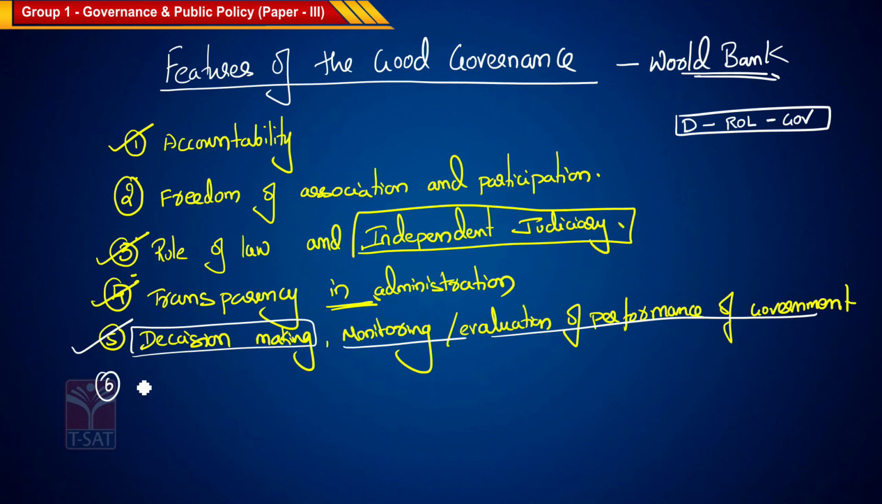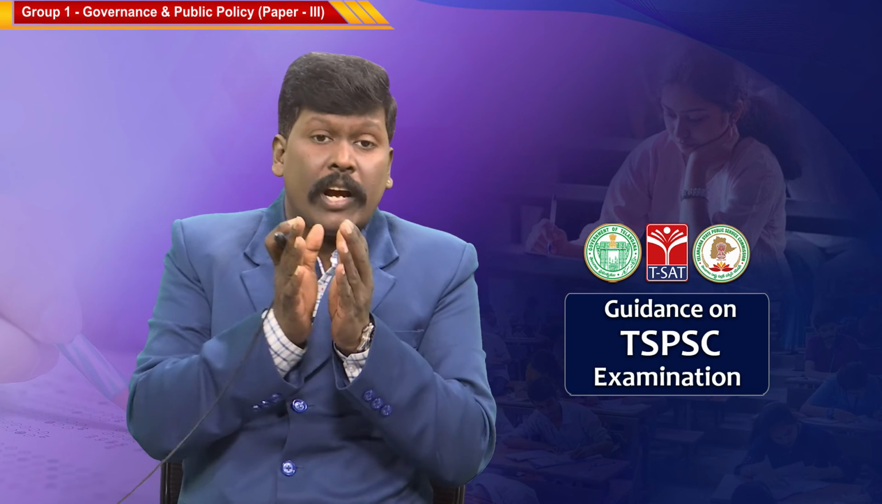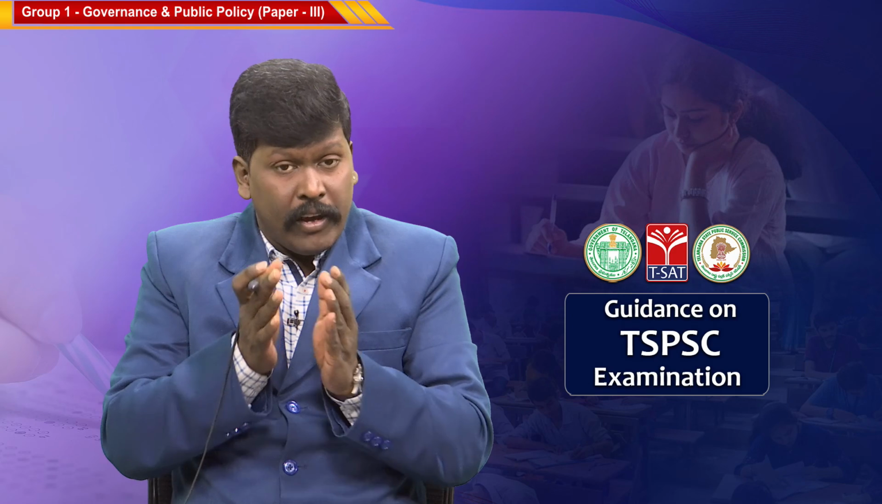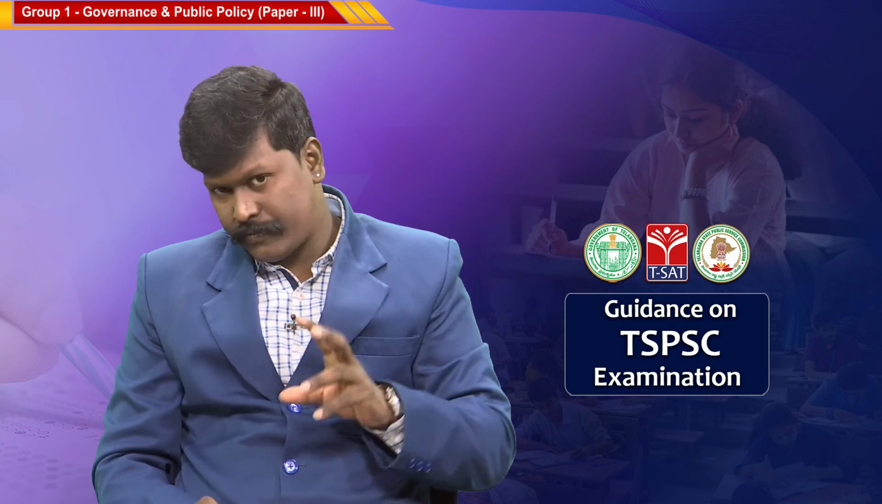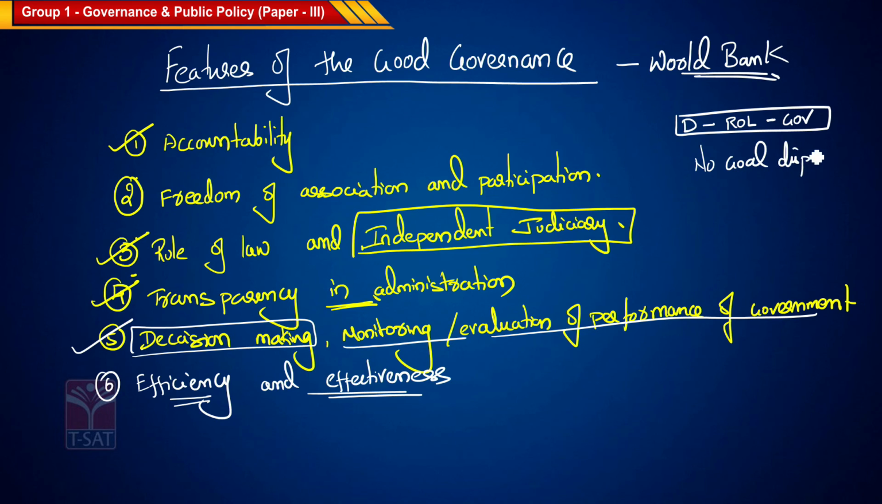Now, the sixth one is efficiency and effectiveness, or economy and efficiency. What is the role of the government? The role of the government is the welfare of the people. So, the outcome should be efficient. The welfare of the people must be accurate. There should be no goal displacement. This is the sixth feature.